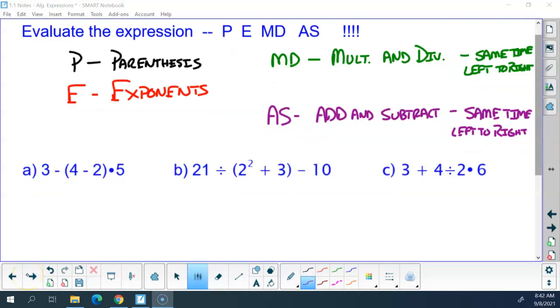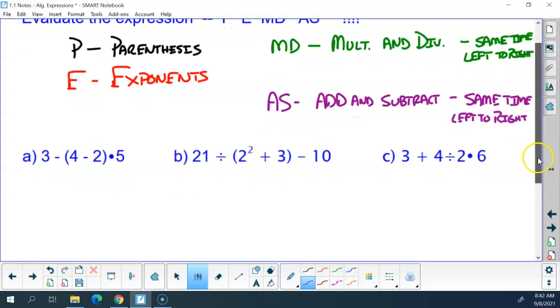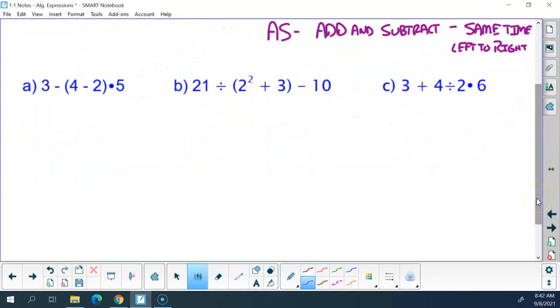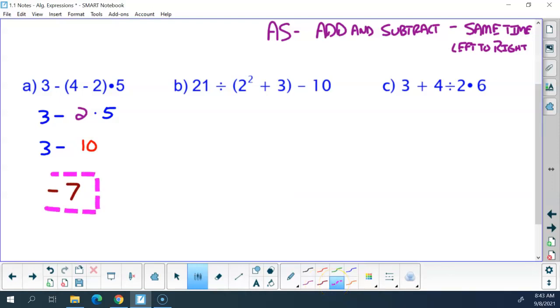All right, here we go. So first one, I got to do parentheses, PEMDAS. So parentheses, 4 minus 2, that is going to combine to be 2. So this gives me 3 minus 2 times 5. 2 times 5 is 10. 3 minus 10, I got here negative 7. Do we concur? Yes? Okay, love it.